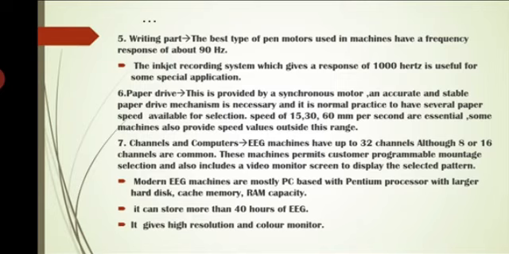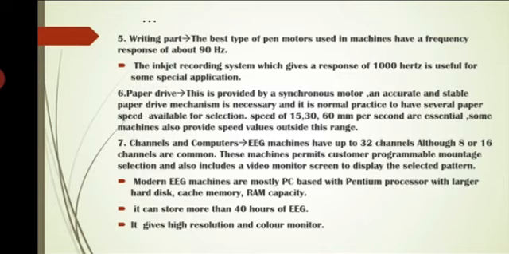Seventh, channels and computers. EEG machines have up to 32 channels, although 8 or 16 channels are common. These machines permit customer programmable montage selection and also include a video monitor screen to display the selected patterns.